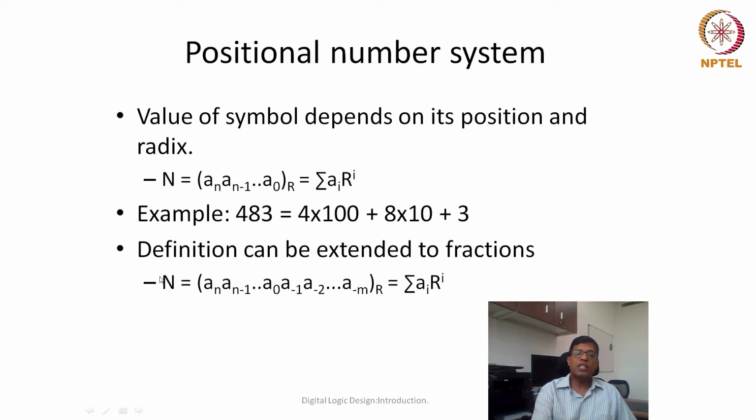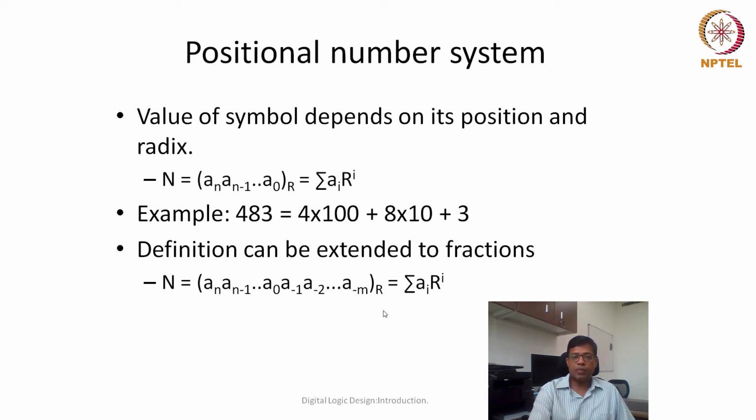So here in this number there are n plus 1 digits before the decimal point and m digits after the decimal point, but the formula still remains the same. The most important thing is that the decimal position is the pivot point where you start counting your radix power.